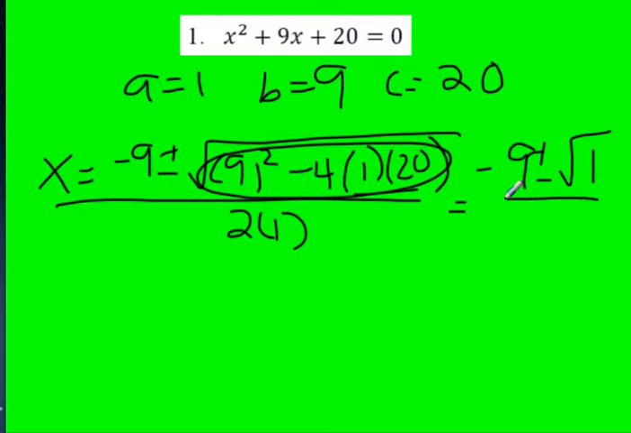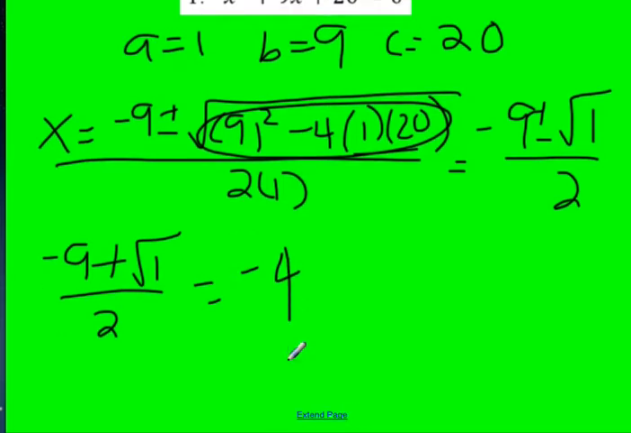So I have not taken the square root yet. And then we'll divide that by 2. So then I have negative 9 plus the square root of 1. So I'm going to take that, enter it into my calculator, and divide it by 2. So that's basically the same as negative 8 divided by 2, which is going to give me a negative 4.